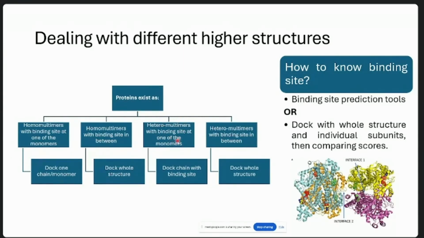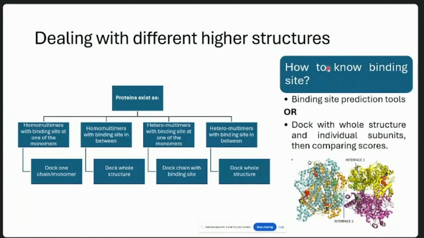Heteromultimers with the binding site at one of the monomers: we dock only the chain with the binding site. So if we have subunit A and subunit B, for example, and we know that the binding site is at subunit A, we just take subunit A and dock it. For heteromultimers with the binding site between, we also dock the whole structure.